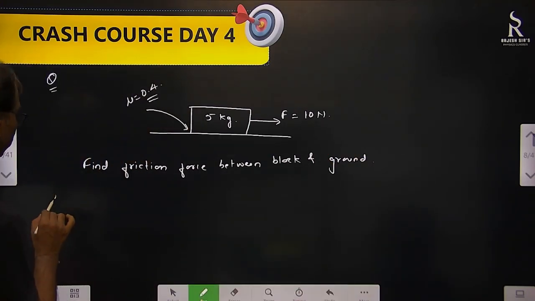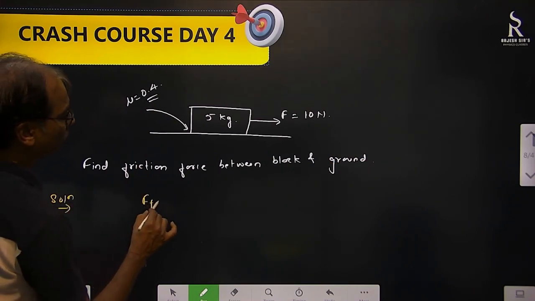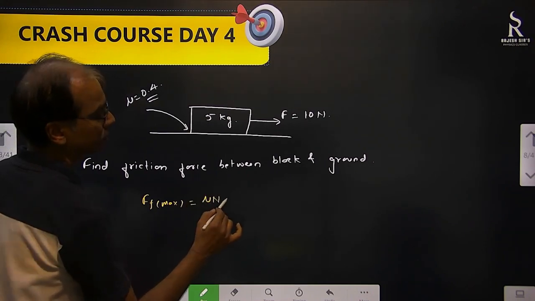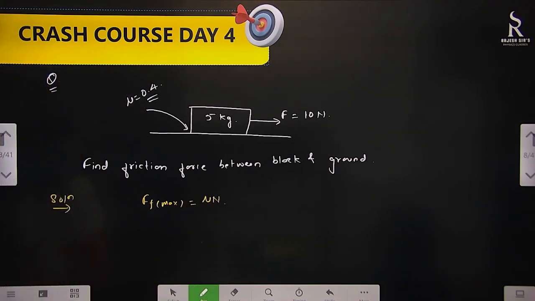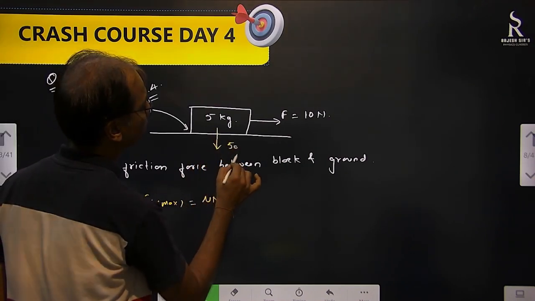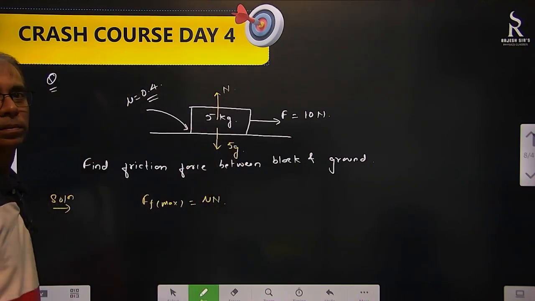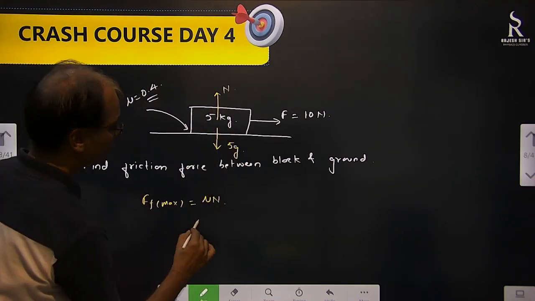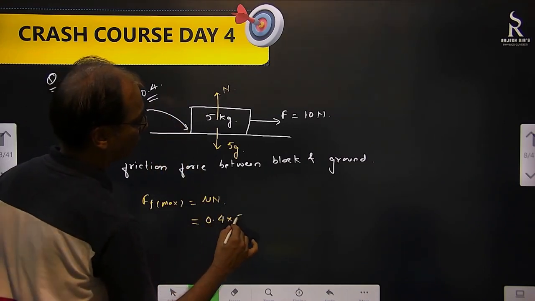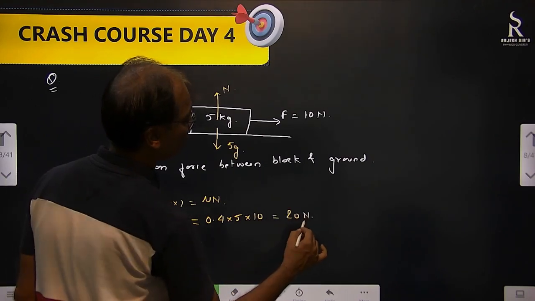First let's find out how much is the maximum friction force. Maximum friction force is mu n. Maximum force of friction is mu n. And what is n? Here it is 5g. So n value is 5g. Correct. So let's put it: this is 0.4, this is 5 and g is 10. That means 20. So the maximum value is 20.